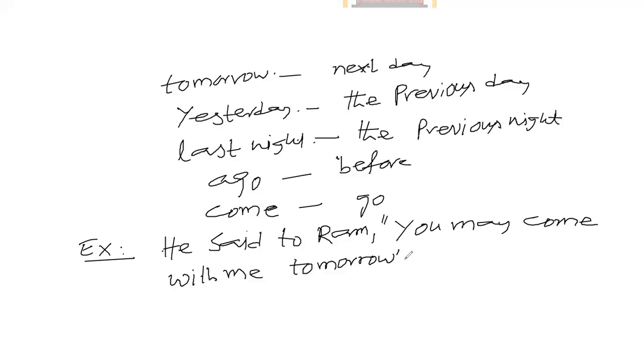So these are the original words, so we are keeping them in quotes. He said to Ram, "You may come with me tomorrow." Using the word come, I am giving you an example. If such kind of words are used, how do you convert them while converting direct speech into indirect speech?